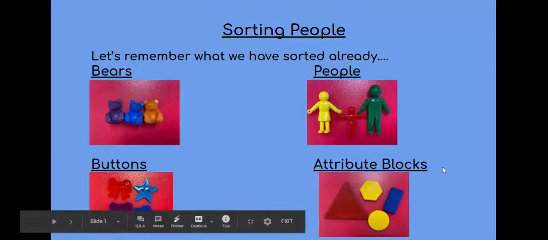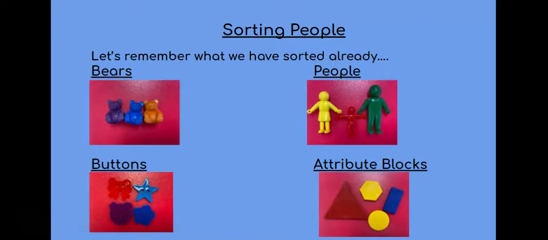And the last one is the attribute blocks. Now, remember, we could do these by a couple of ways too. Remember, we could do them by their shape itself. We could do them by their size if they're big or little. We could also do them by their thickness. Are they thick or are they thin? And then, of course, you could always sort them by their color.